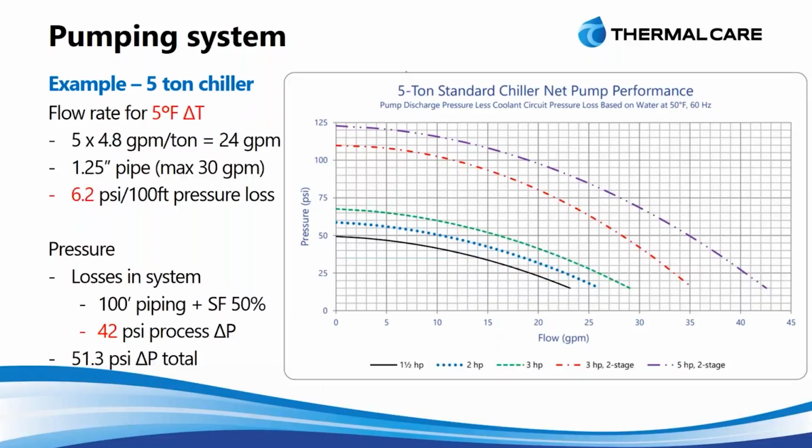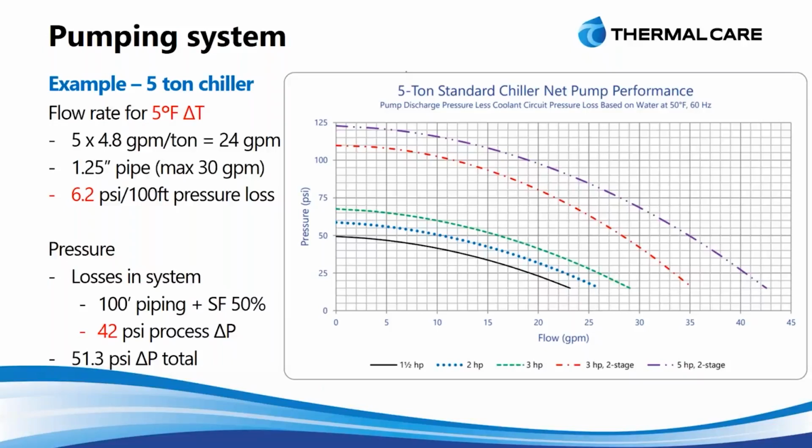So now we're going to change it a little bit. We still have the same 5-ton chiller. We still have the same piping. We still have the same process. But what we're going to try to do is achieve double the flow rate that we had. So instead of 12, we're at 24. We're still in that 1.25 inch piping because we're still below that max. But now we're closer to the max.